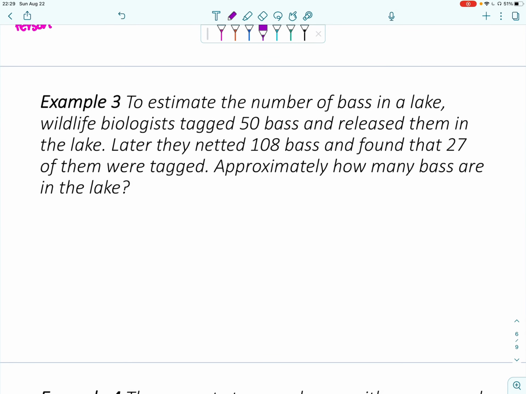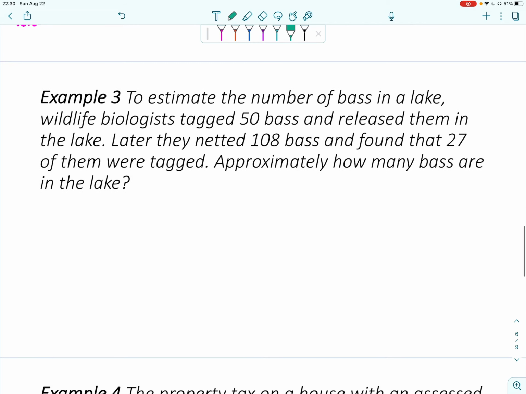To estimate the number of bass in a lake, wildlife biologists tagged 50 bass and released them in the lake. Later, they netted 100 bass and found that 27 of them were tagged. Approximately how many bass are in the lake? So this is one of the ways that they actually estimate wildlife populations: they will tag some of them, let them out, and then take a sample later, and based on how many of them are tagged from that sample, they'll use proportions to figure out the population size of that species. There are other reasons why they tag, but this is one of them.